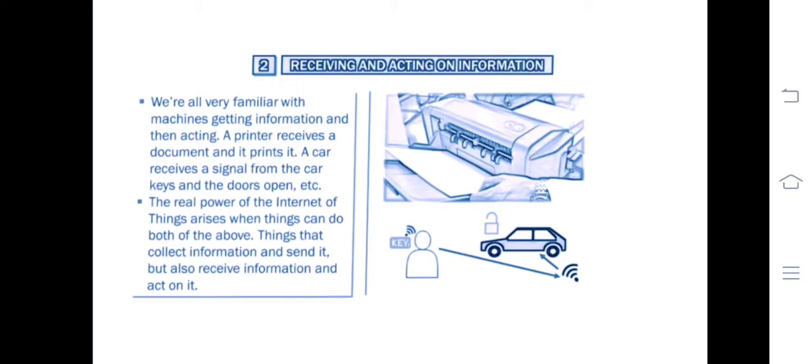Similarly, the real power of the Internet of Things arises when things can do both of the above: collecting, receiving, and acting. That is the prime motto of the Internet of Things. Things that collect information and send it, but also receive information and act upon it. I told you, in the irrigation facility we can do it.